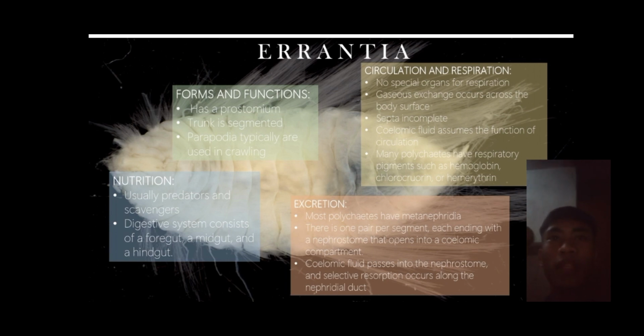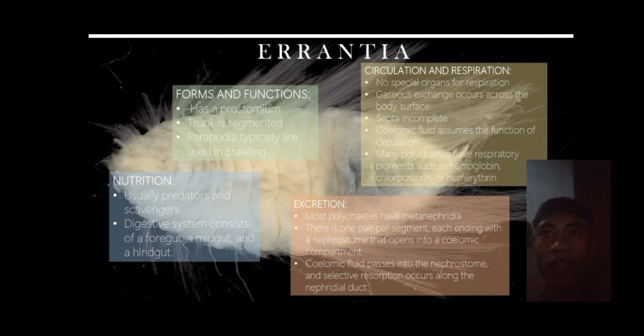The polychaete trunk is segmented, and most segments bear parapodia, which may have lobes, cirri, setae, and other parts on them. Parapodia typically are used in crawling. They usually serve as the chief respiratory organs, although some polychaetes also have gills. For nutrition, they are usually predators and scavengers. The digestive system of a polychaete consists of a foregut, a midgut, and a hindgut.